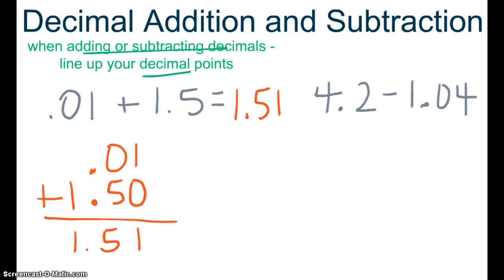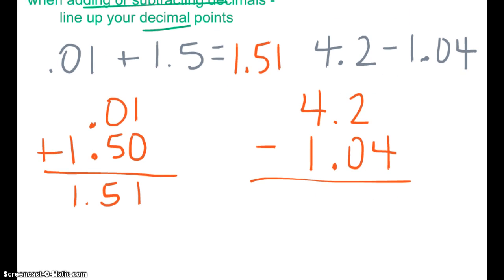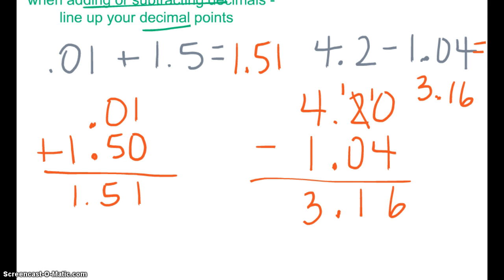Alright, 4 and 2 tenths, and I have to subtract out 1 and 4 hundredths. I lined up my decimal points, so I'm going to put my placeholder 0. I need to regroup, so I have 6. Alright, so my final answer is 3 and 16 hundredths. These are good overview notes to have on all operations.